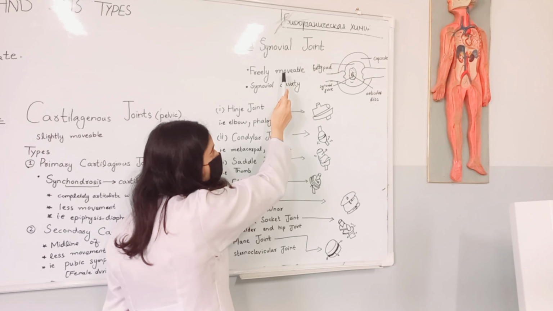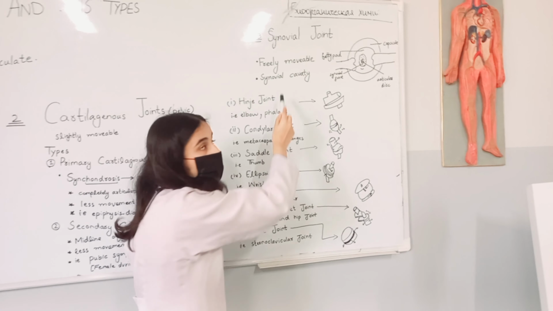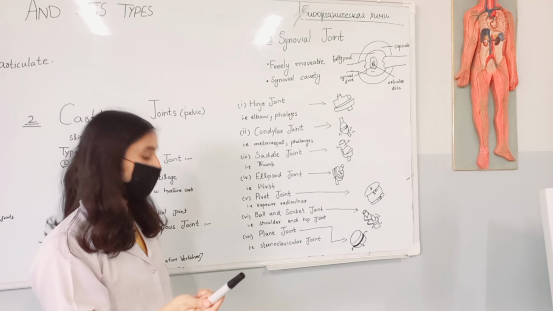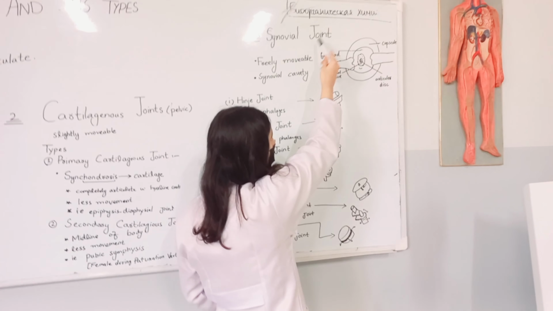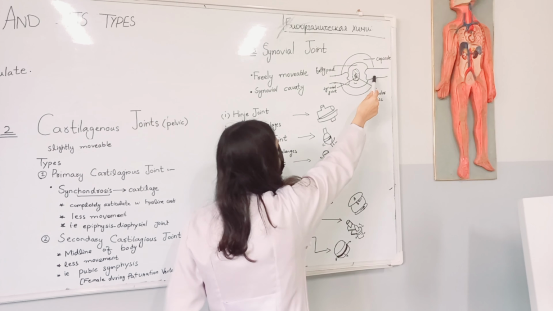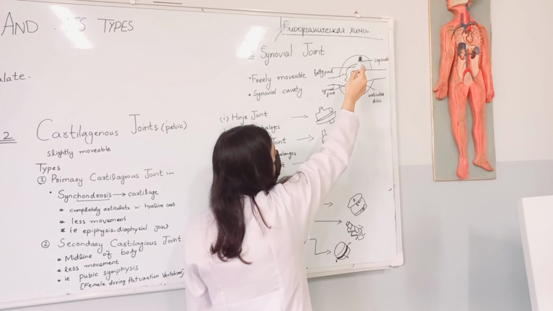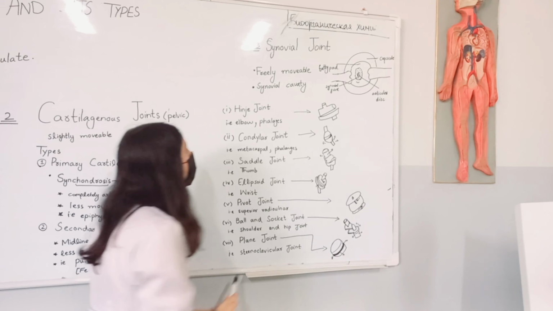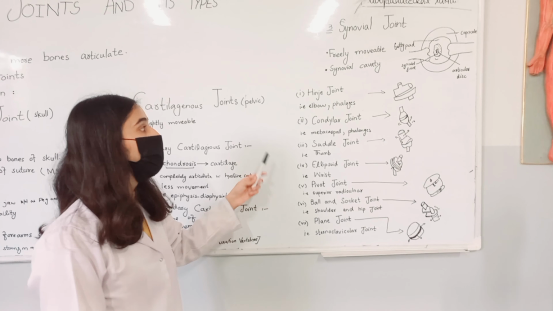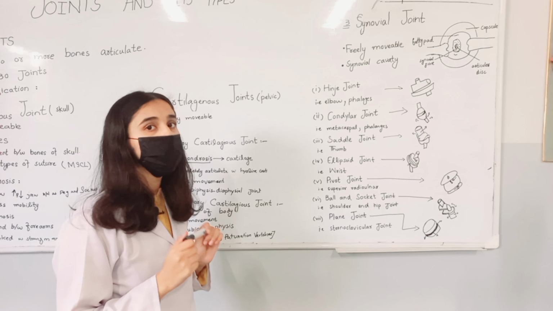They are freely movable joints and they have a synovial cavity inside. Look here, it is a diagram of a synovial joint. It has bones, the cavity, capsules, and an articular disc over here. Now the types. Synovial joints have 7 types.